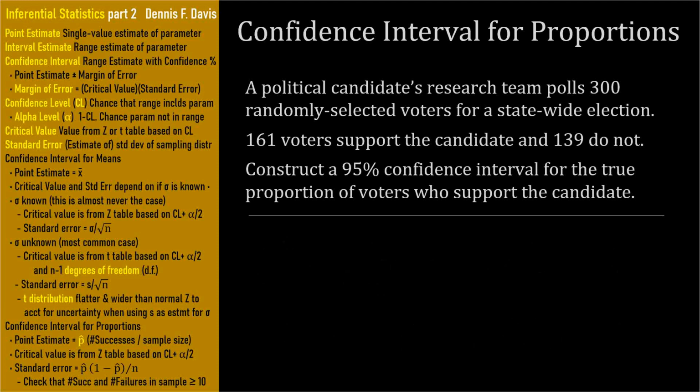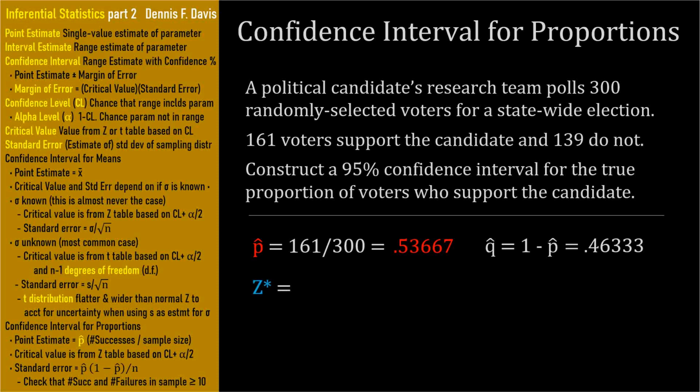Okay, we just need to find 3 numbers. P hat equals the number of successes divided by the sample size. So p hat equals 161 divided by 300, which is 0.53667. We'll need q hat too. It's 1 minus p hat, or 0.46333.